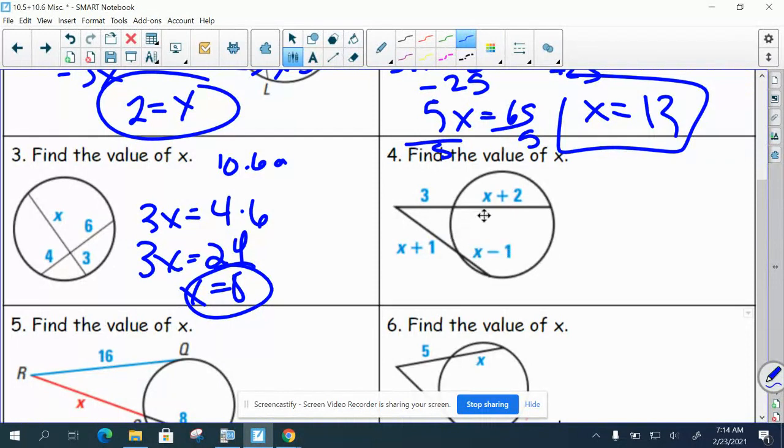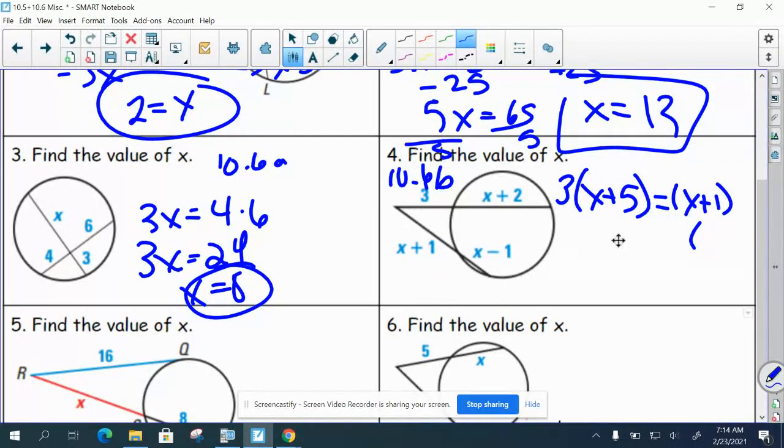All right, this is the Secant Segment Theorem 10.6b. So we're going to take 3, the outside part, and multiply it by the whole thing, which would be x plus 2 plus 3, which is x plus 5. And then x plus 1 times the whole thing. I'm kind of running out of room here. So you've got x plus 1 plus x minus 1. When you add those two things together, you're just going to get 2x because the ones will cancel.